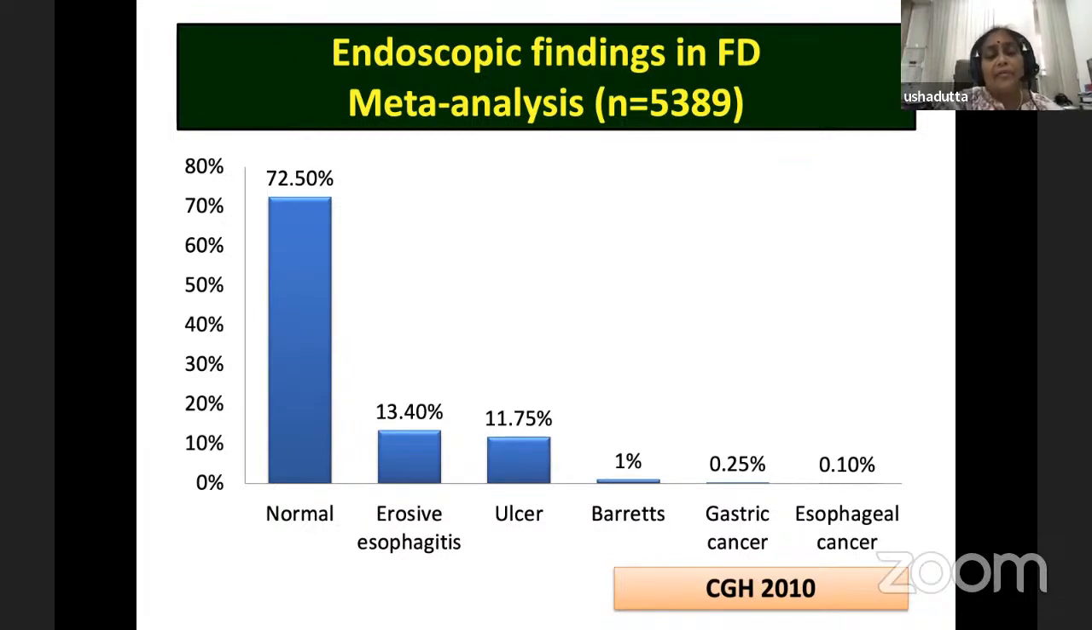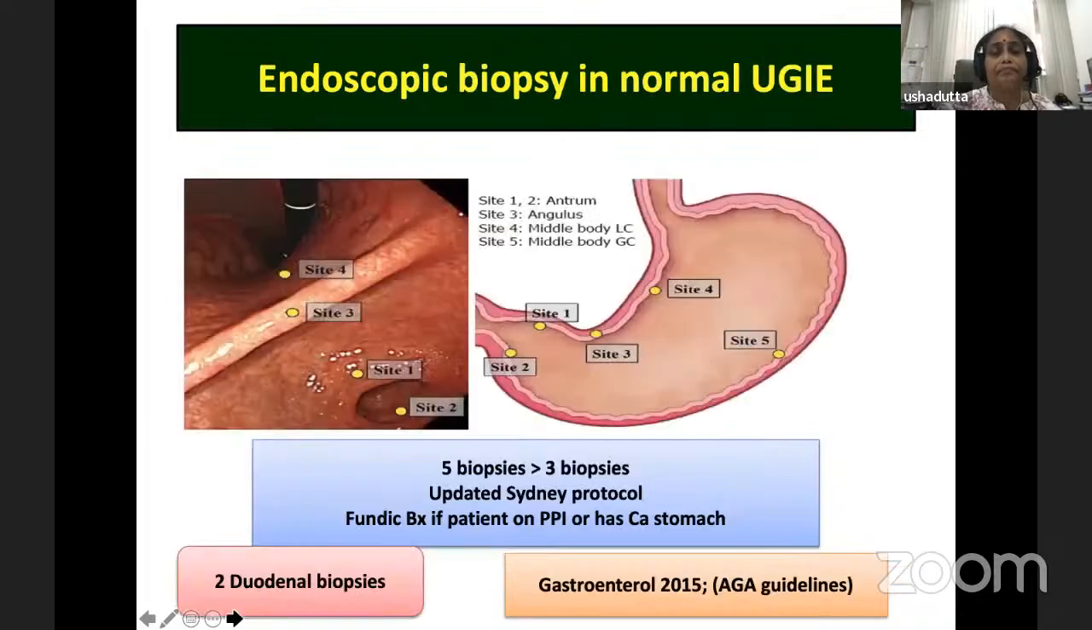But we have to tell them that about 70% of the endoscopies will be normal, which is good and reassuring. And other diseases which are more sinister are not there. So the patient should feel happy rather than feeling sad that his endoscopy is normal.